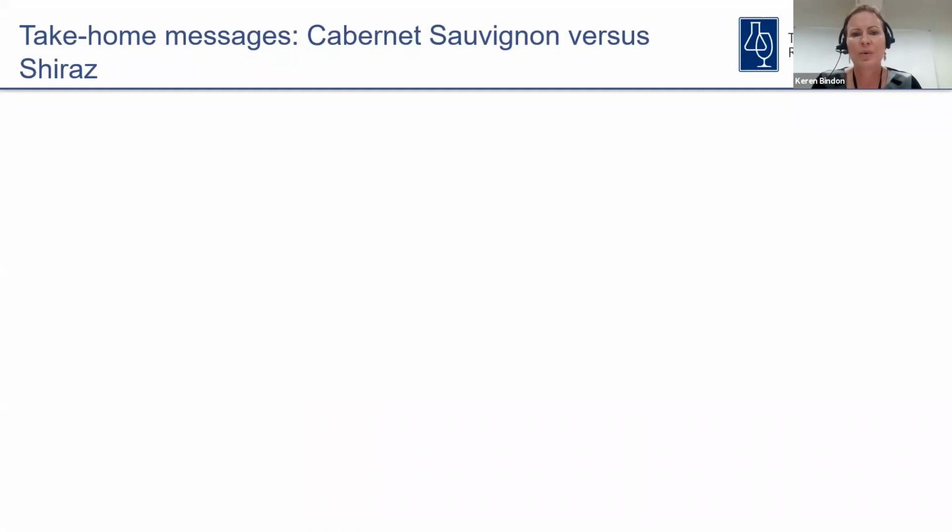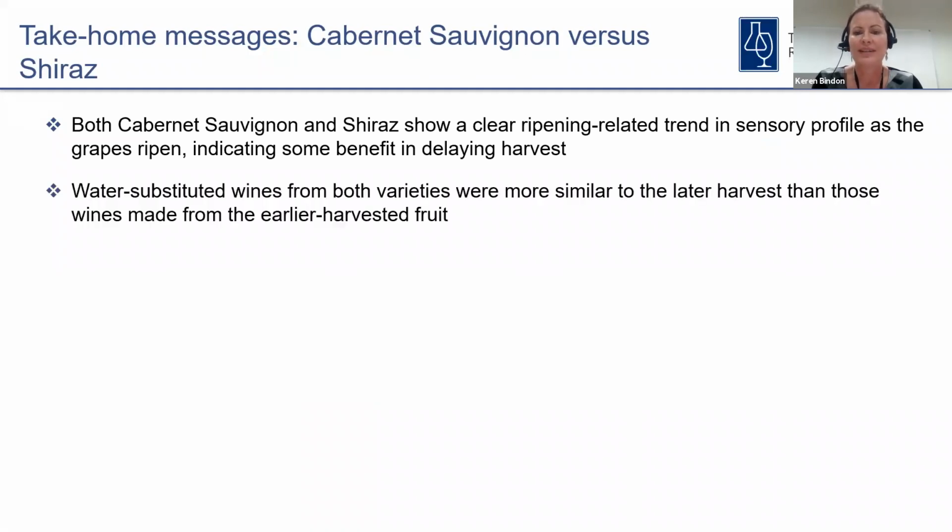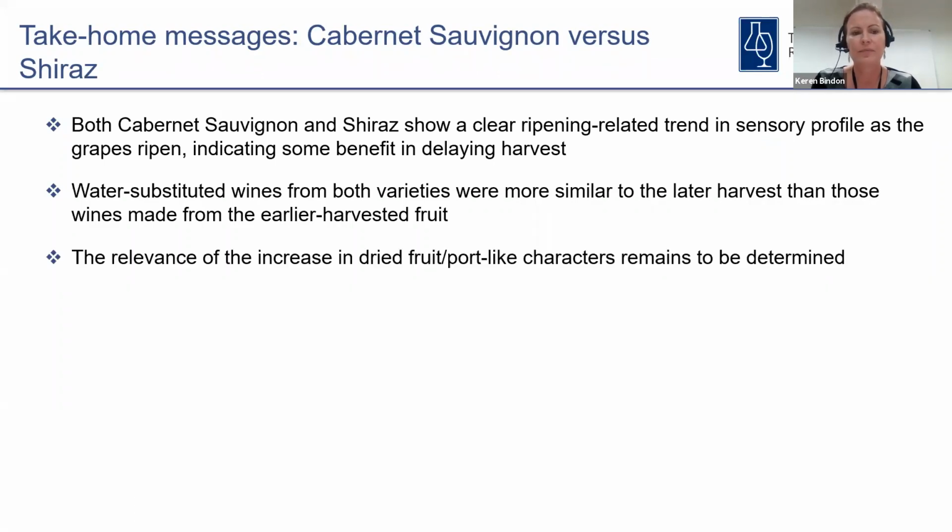the comparison between the two varieties, some take-home messages here. We could see that both Cabernet and Shiraz show that clear ripening related trend as the grapes ripen, which, as I've mentioned earlier, justifies some of those benefits in delaying harvest, perhaps beyond those plateaus I mentioned. But we could see here that the water substituted wines were more similar in every case to the later harvest than those made from the earlier harvested fruit.